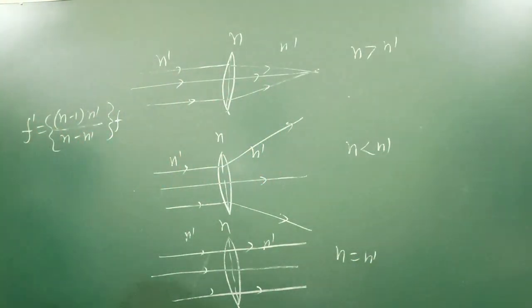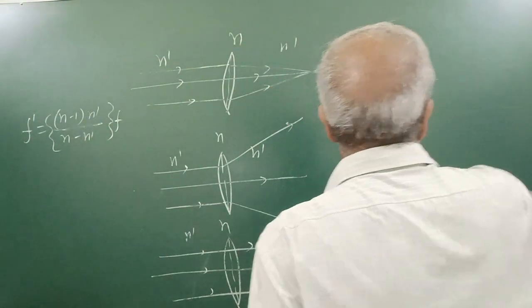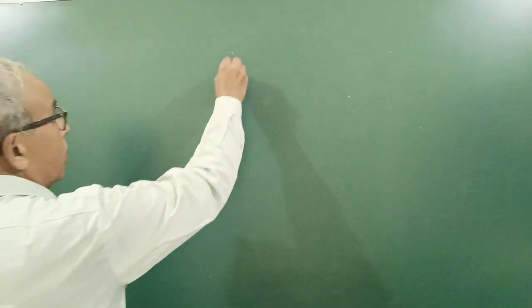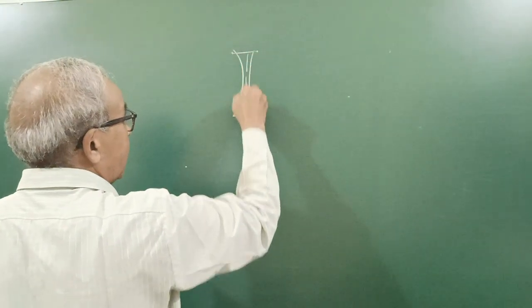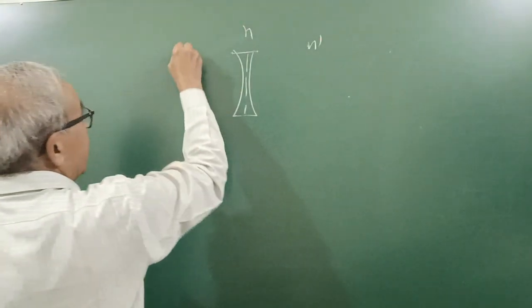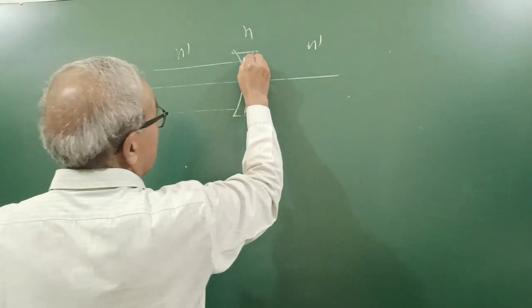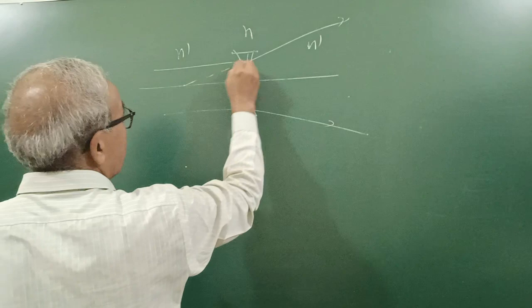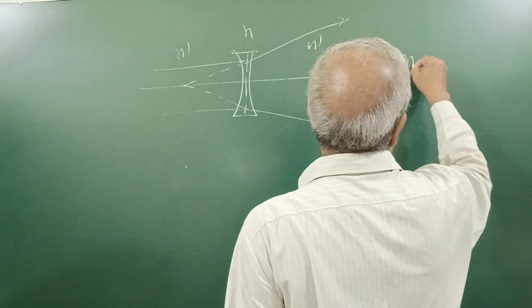The same thing happens with diverging lenses. If we have diverging lenses here, you can see the diagram. A diverging lens in a different medium n dash, with a parallel beam, diverges from a point here. So here again n is greater than n dash.